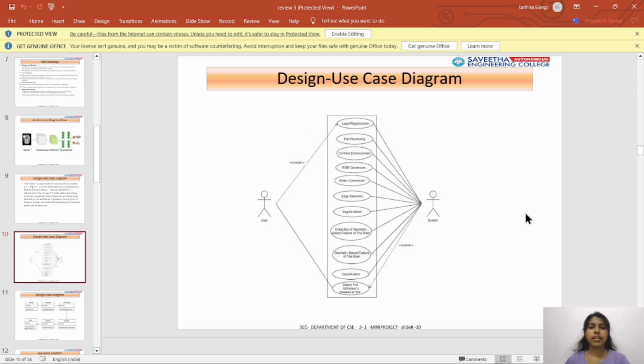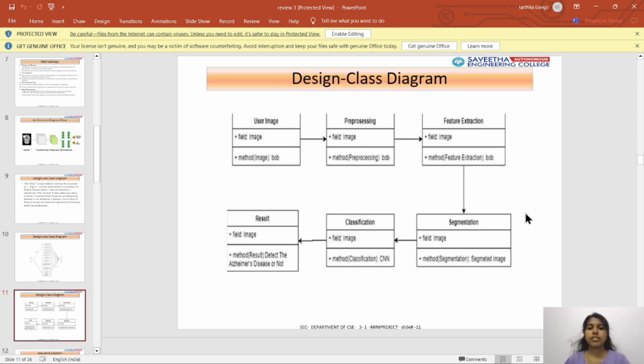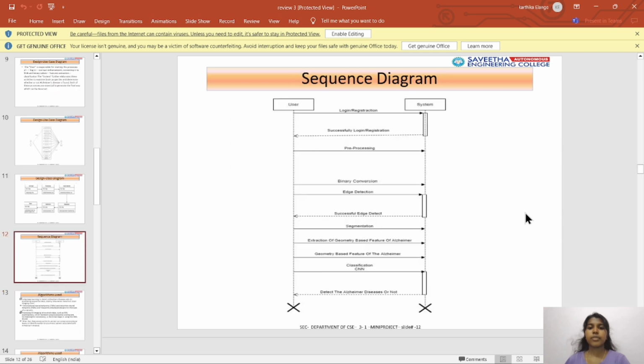This is the design: the use case diagram with login, pre-processing, contrast enhancement, then the class diagram. It is a sequential diagram.